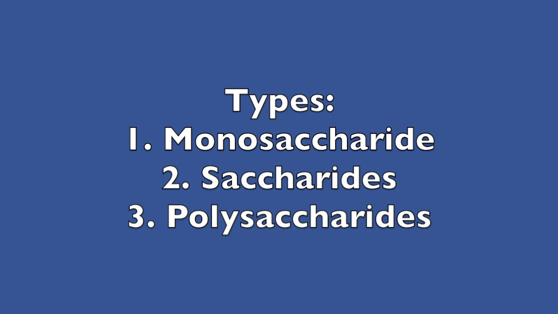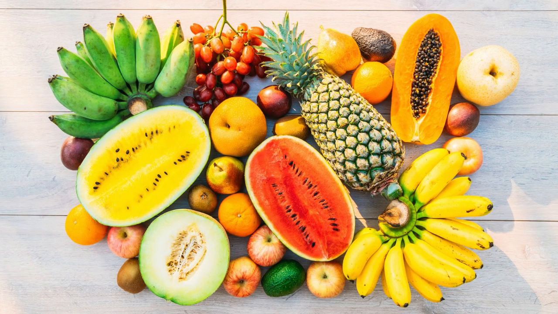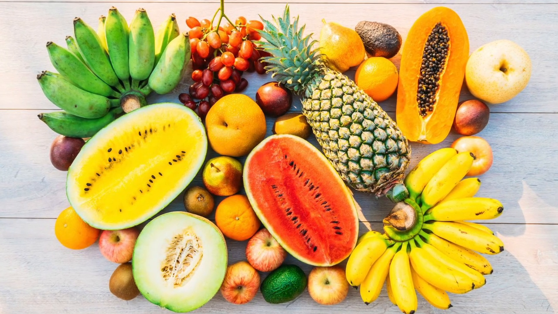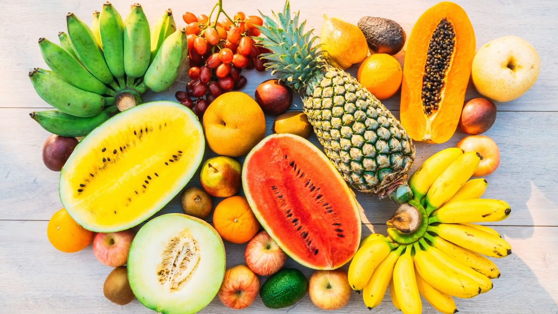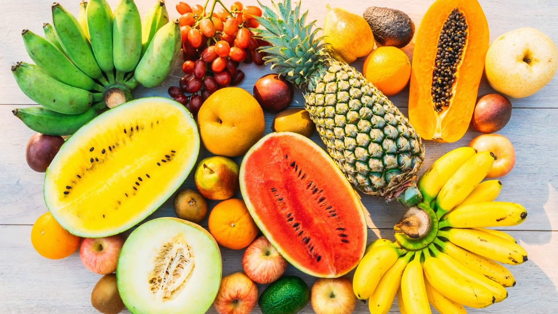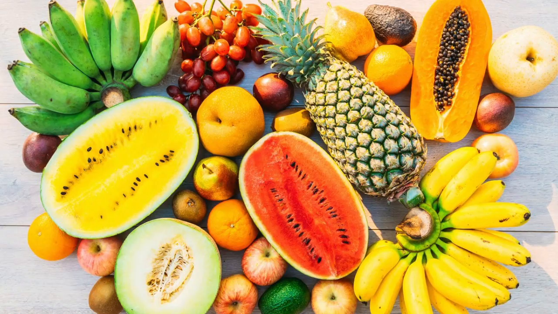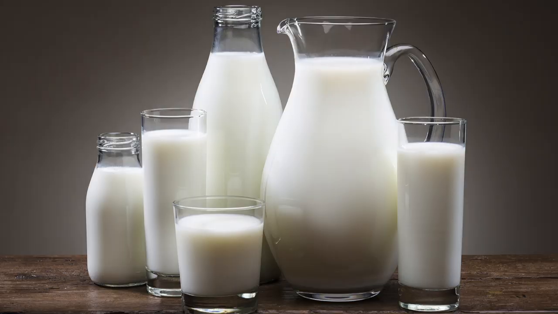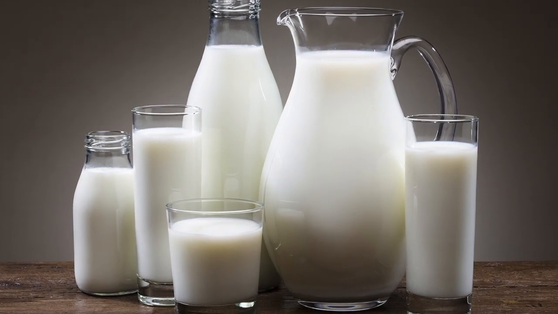The first one, and the most common, is the monosaccharides. Monosaccharides are divided mainly into three. The first one is glucose, which is found in the blood. Then we have galactose and fructose, which is found in fruits. Sucrose, which is best known as table sugar, is formed by mixing glucose and fructose.